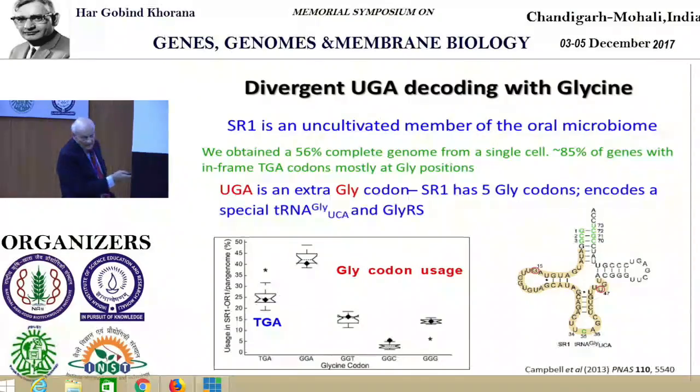Glycine positions in other organisms. So the take-home message is there's a new transfer RNA, which has the anticodon UGA, and it's a glycine tRNA. And as you can see, it is the second most abundant codon in the organism. So this organism now has 5 glycine codons, and not just 4. And I illustrate with this one a consequence of it.